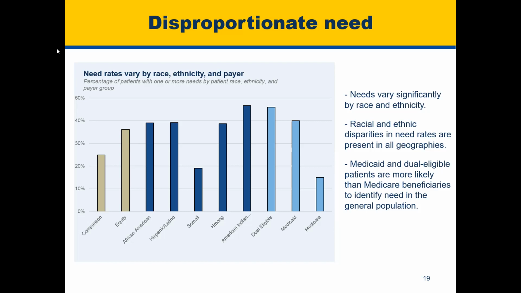So you can see in the dark blue, really breaking that down by some of our larger subpopulations within that equity group, we had need rates that were almost at 50% of those screened for our American Indian population. We also saw almost 40% need rates among African American, Hispanic, and Hmong populations that we support. And then by payer, you can see dual eligible had the highest need rates, with Medicaid just following close behind. Next slide.